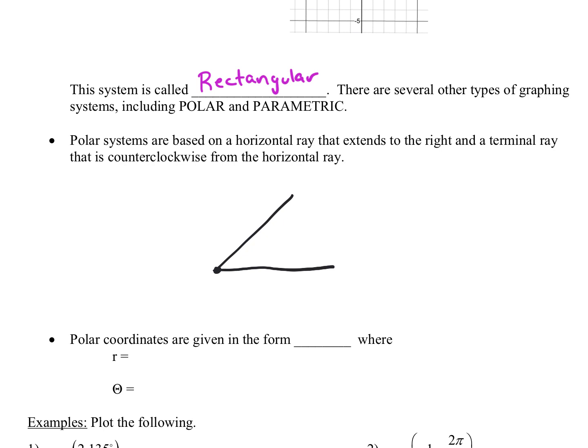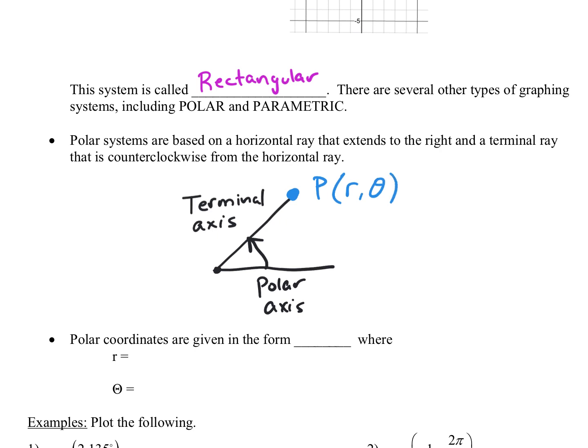So there is some angle where we start at what's called the polar axis, here at the bottom, and this angle travels to what we call the terminal axis. The point that we've created, I'm going to put here in blue, is comprised of 2 different values. This point we'll call P is made up of (r, theta). Now, in our rectangular system, those coordinates x, y, x tells us how far to travel left or right, and y, how much up or down.